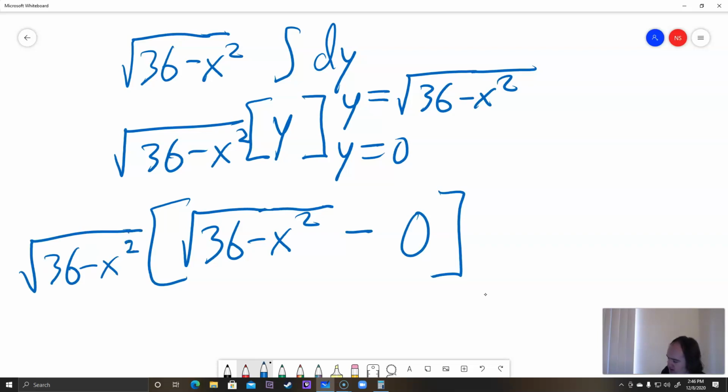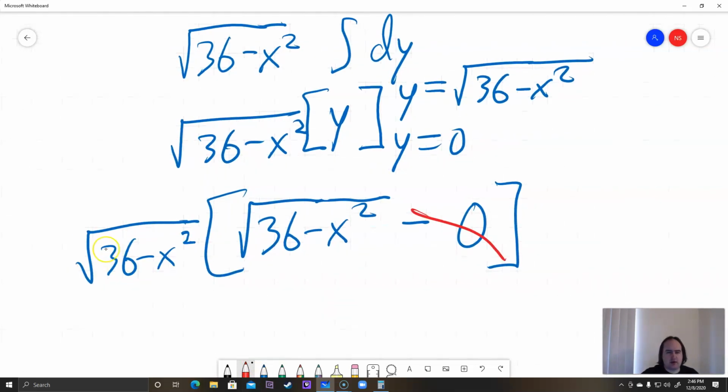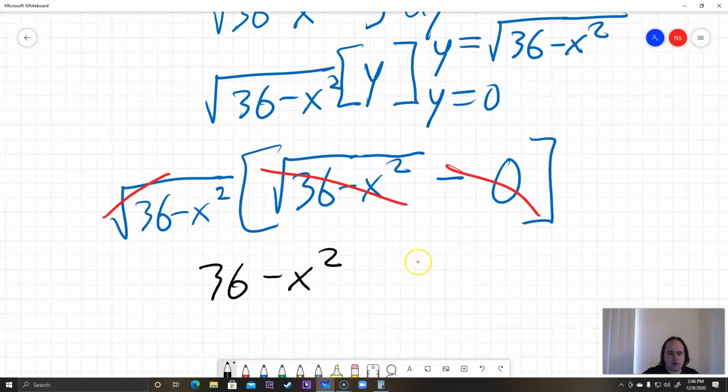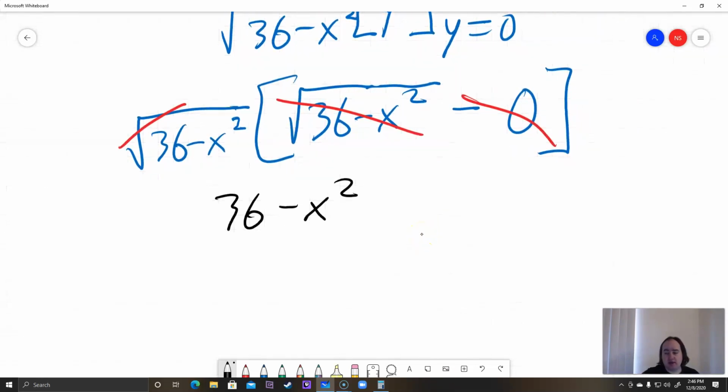Well, any number minus 0 is just a number, so this goes away. And now we can simplify this. Square root of 36 minus x squared times the square root of 36 minus x squared. Well, a square root times itself is just canceling out with the square roots and just gives you what's on the inside. Okay, so here the square roots cancel, and we just wind up with 36 minus x squared. Okay, so that finishes the middle integral. And now all we have to do is the outer integral.